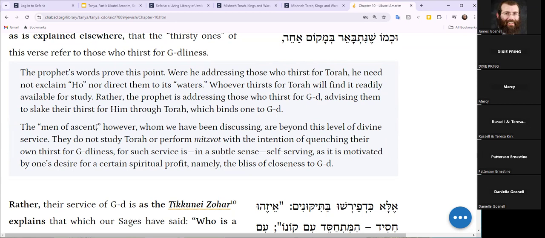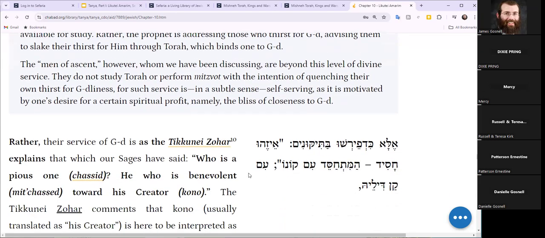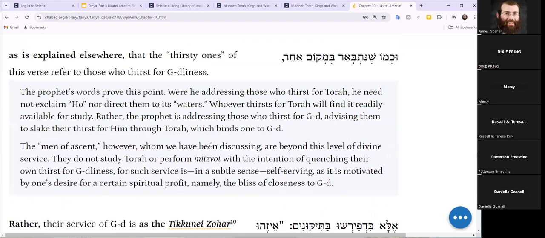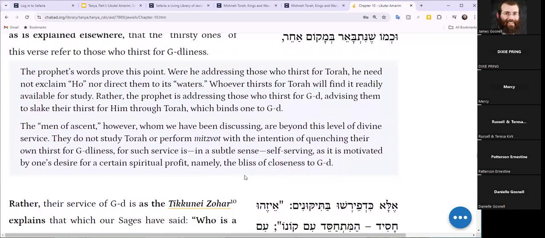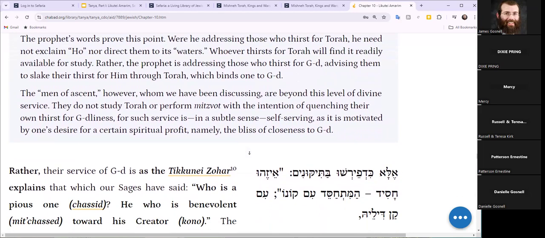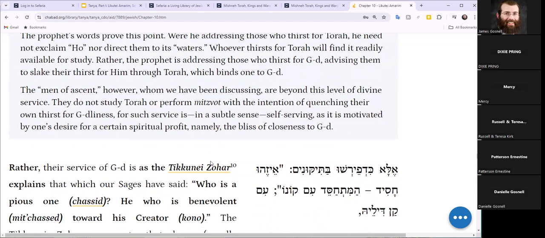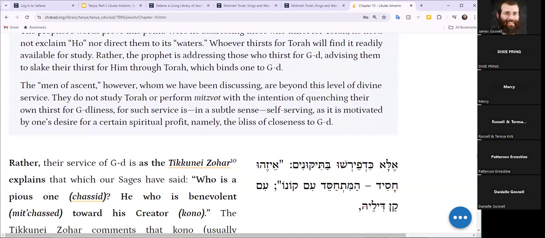The men of ascent, however, whom we have been discussing, are beyond this level of divine service. They do not study Torah or perform mitzvot for the intention of quenching their own thirst for godliness, for such service is, in a subtle sense, self-serving, as it is motivated by one's desire for a certain spiritual profit, namely the bliss of closeness to Hashem. So it's basically saying, the lesson in Tanya is saying that you're not doing it for the sake of heaven. You're doing it for the sake of quenching your own thirst or your own appetite or some such.